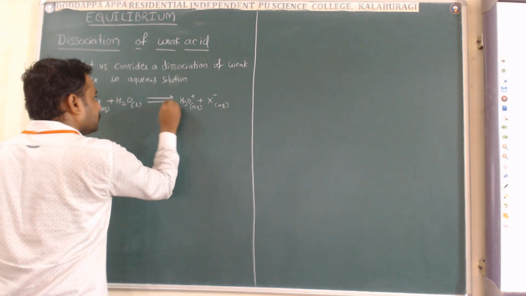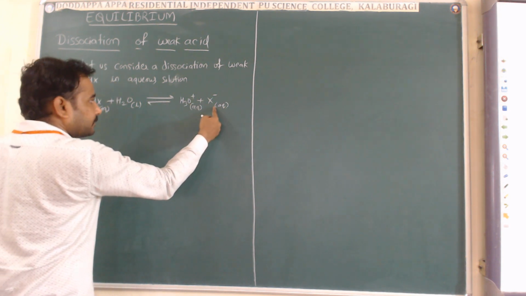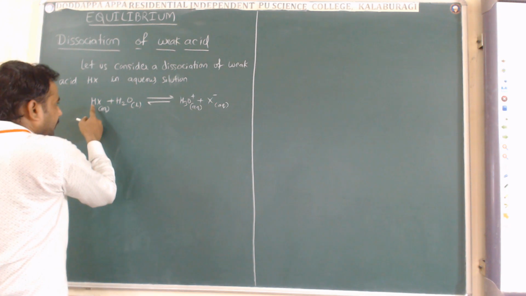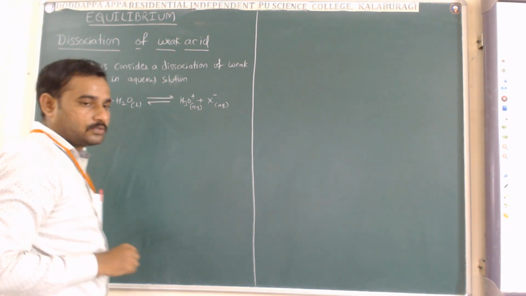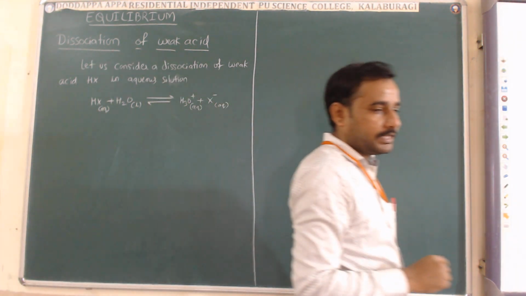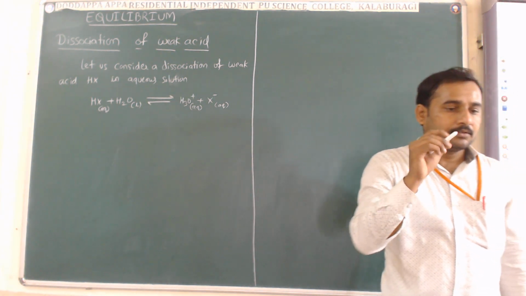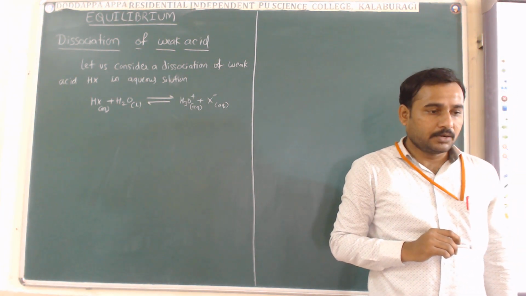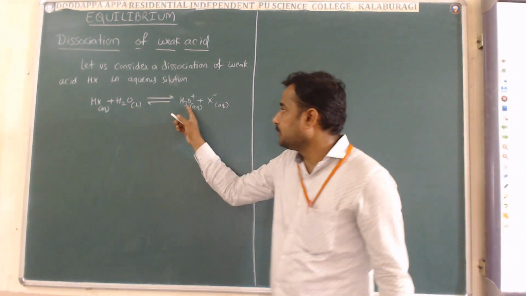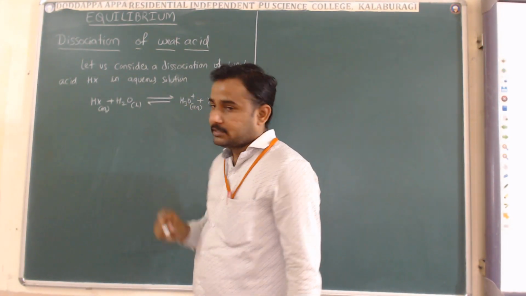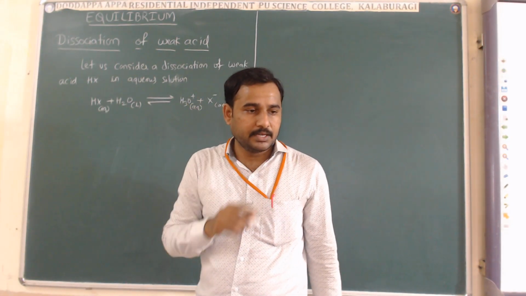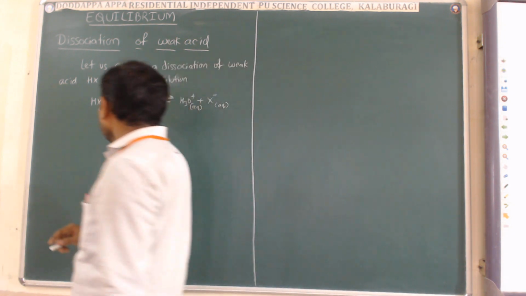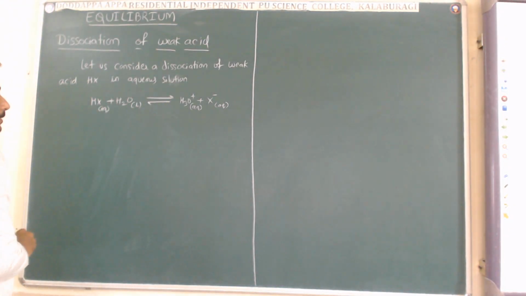So this H3O plus and X minus again combine to HX and H2O. So this is the dissociation of weak acid here. When the weak acid is added into the water, it splits into hydronium and X minus. X means any halogen here. We are taking one example here.